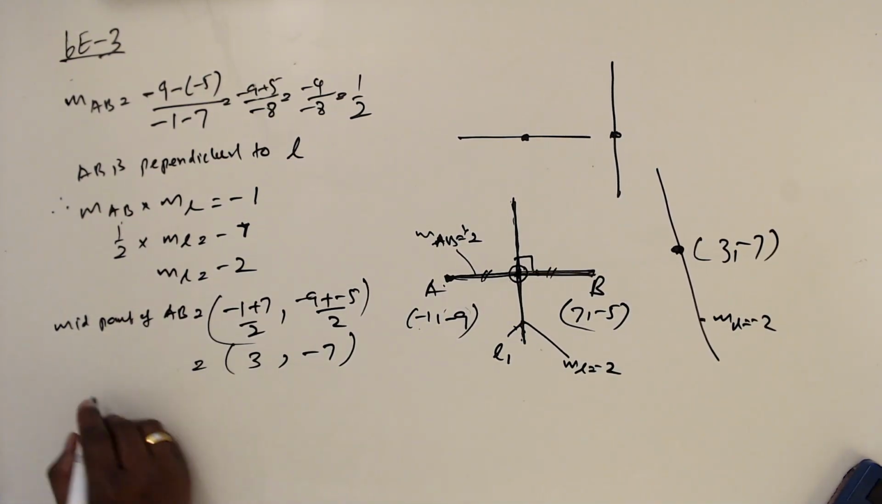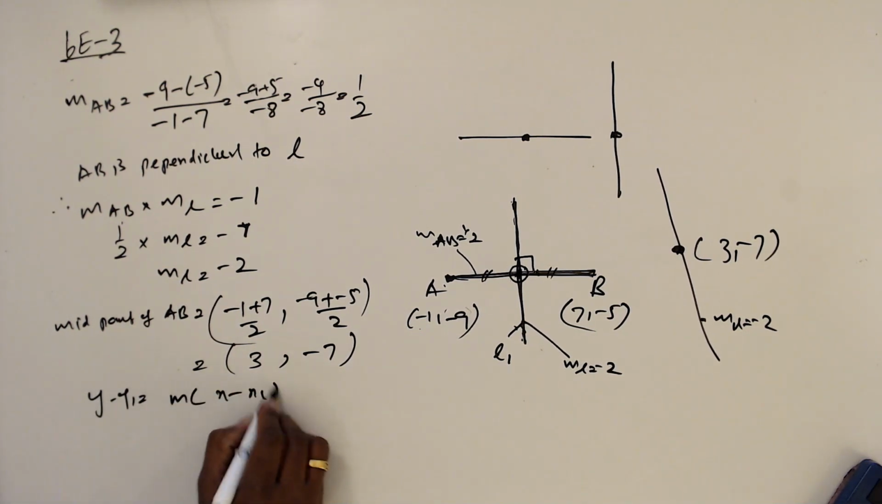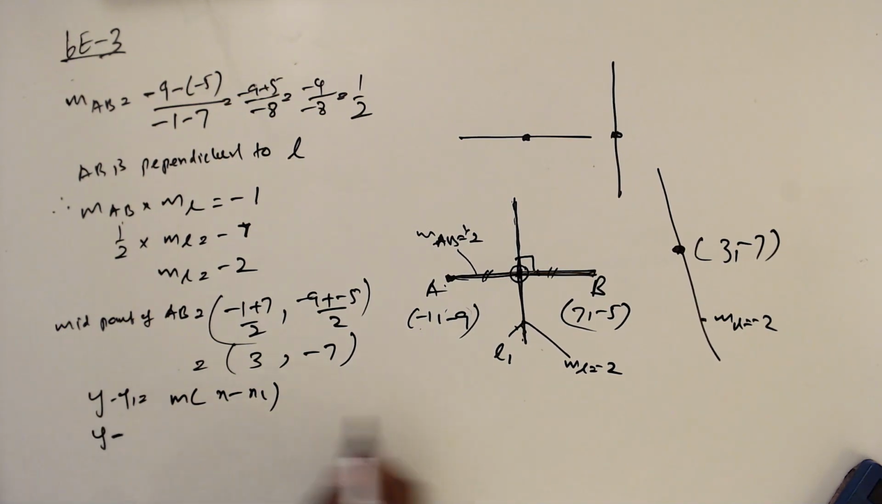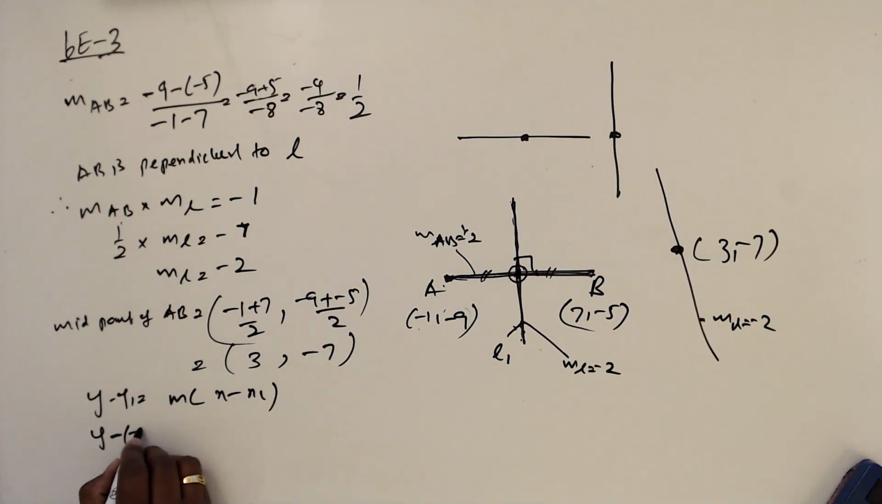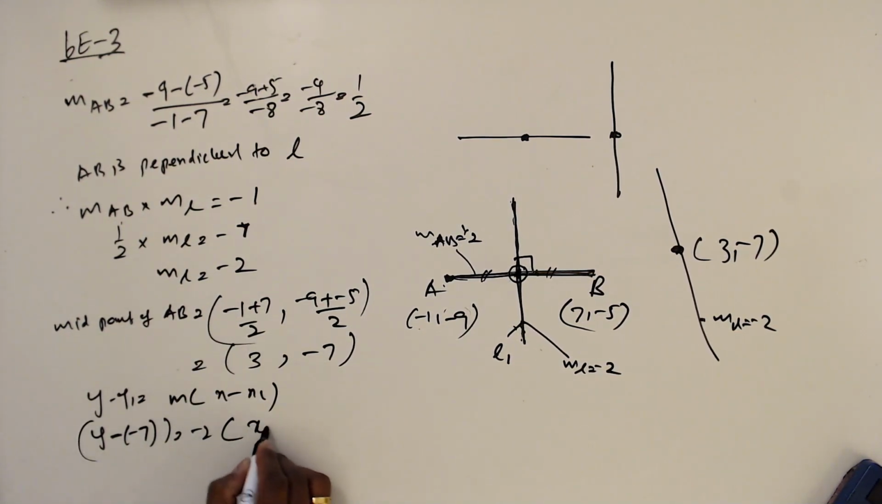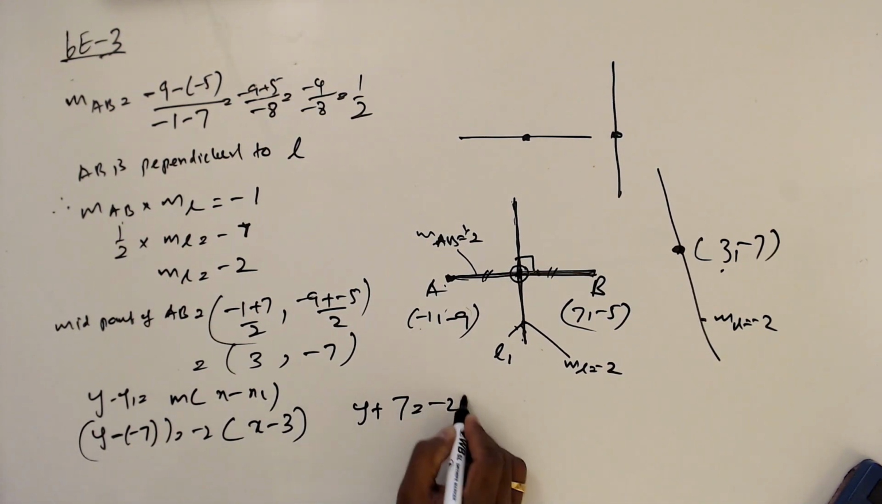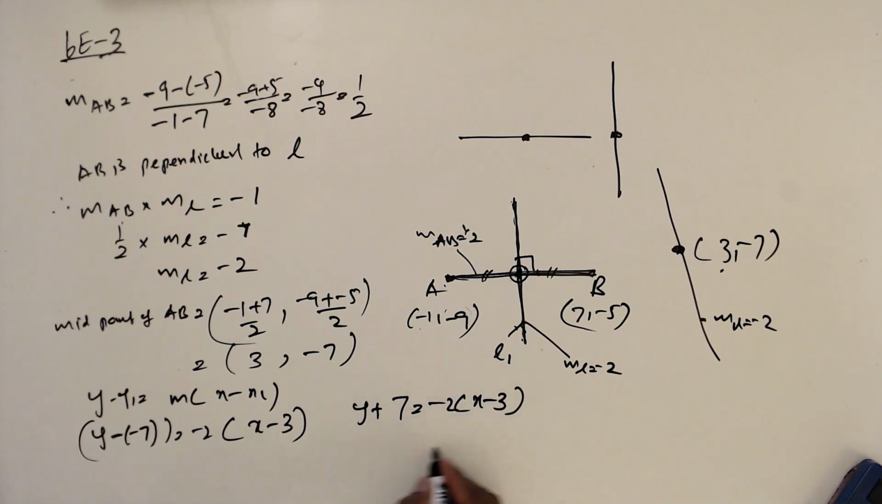Now I can write the equation y minus y1 equals m times x minus x1. y minus minus 7 equals m, which is minus 2, times x minus 3. It means y plus 7 equals minus 2 times x minus 3. y plus 7 equals minus 2x plus 6. y equals minus 2x minus 1.